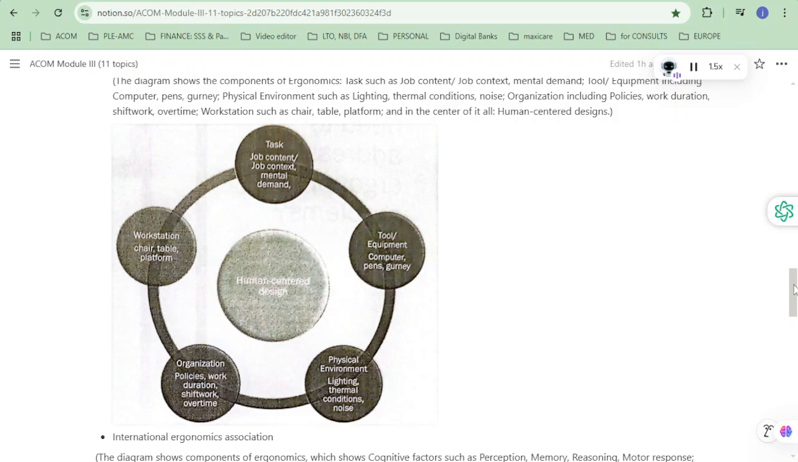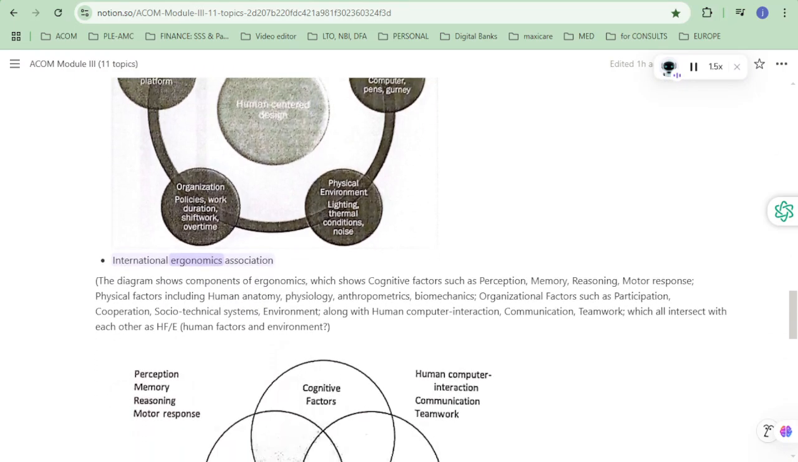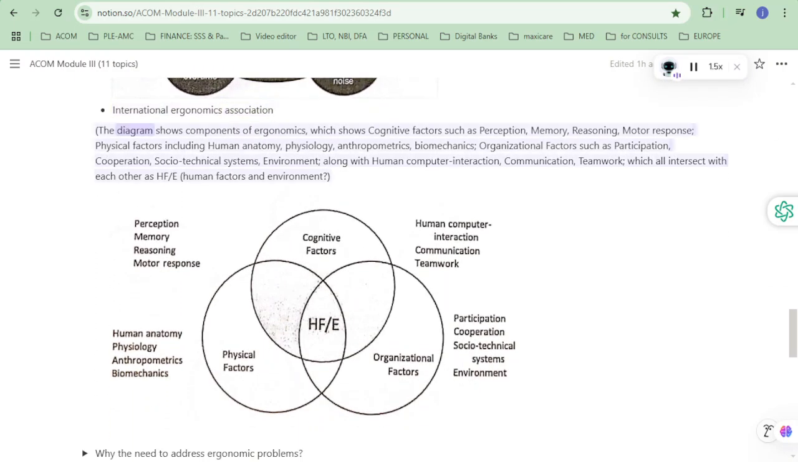International Ergonomics Association. The diagram shows components of ergonomics, which shows cognitive factors such as perception, memory, reasoning, motor response, physical factors including human anatomy, physiology, anthropometrics, biomechanics, organizational factors such as participation, cooperation, socio-technical systems, environment, along with human-computer interaction, communication, teamwork, which all intersect with each other as HF/E, human factors and environment.